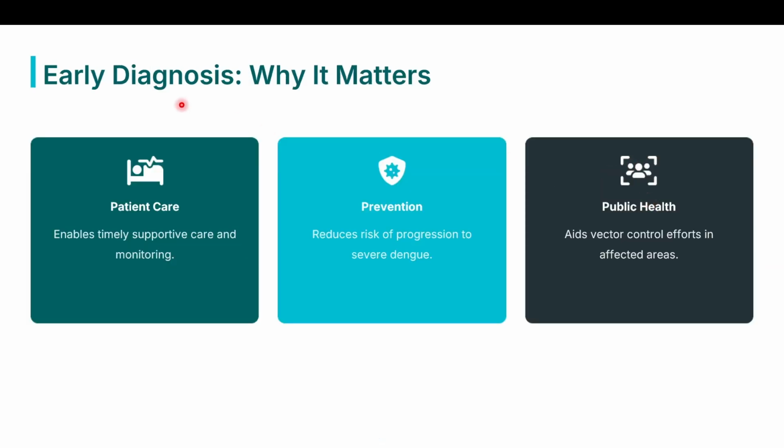So why does early diagnosis matter? For patient care, timely supportive care and monitoring enable better patient outcomes. Prevention reduces the risk of progression to severe dengue. It also alerts the public health system that a dengue virus infection is going on in the endemic area, and public health authorities can take measures to control the vector.